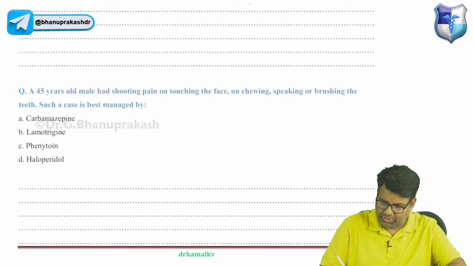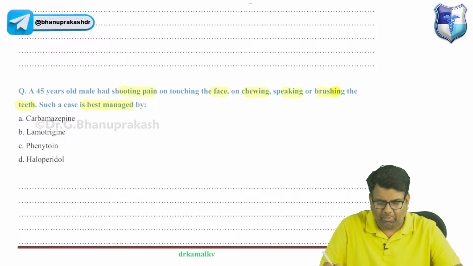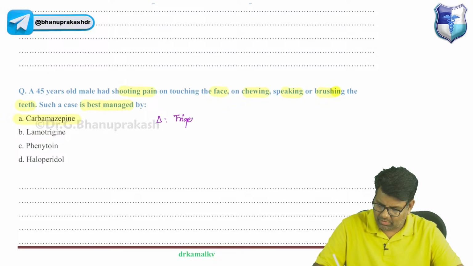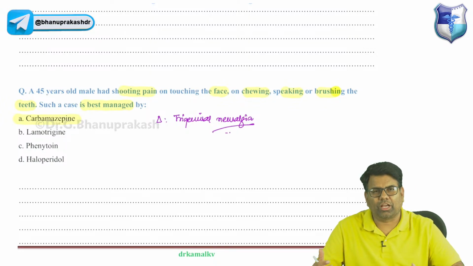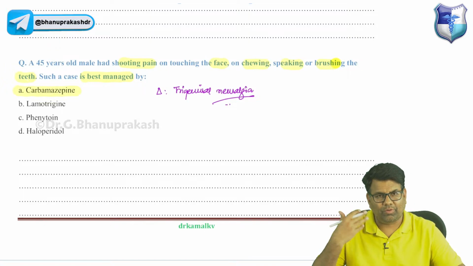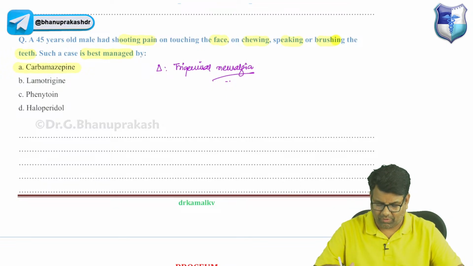Now next question. Patient has shooting pain on touching the face, on chewing or speaking or brushing the teeth. What drug will help the patient? Yes, everyone is right, carbamazepine. But what is the clinical condition? Trigeminal neuralgia. There is very sharp shooting pain in the trigeminal nerve, and we know that the trigeminal nerve provides sensory supply to the entire face through its three branches. Typical case of trigeminal neuralgia for which we can give carbamazepine.